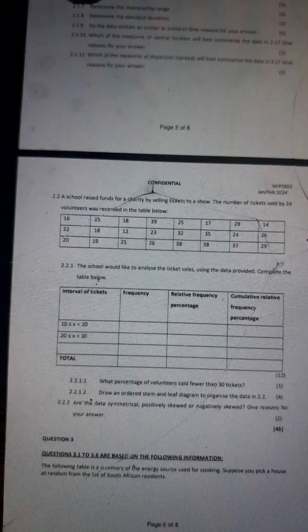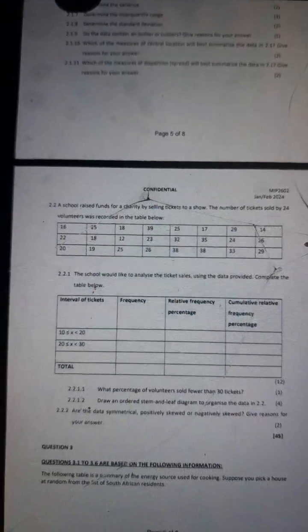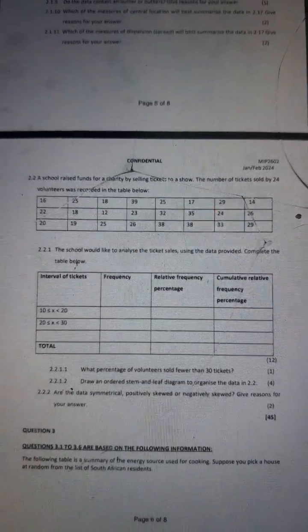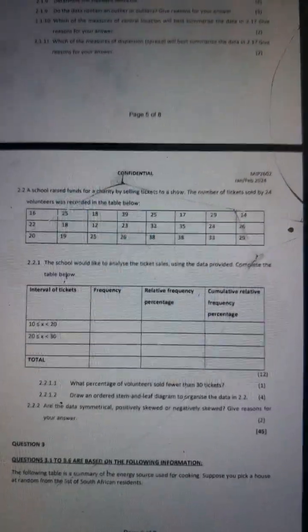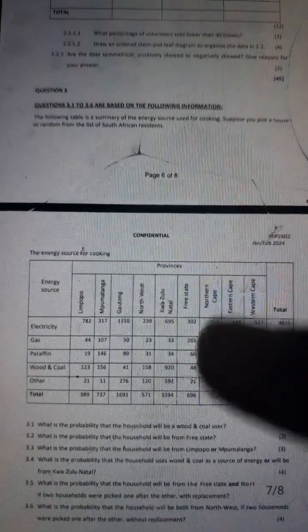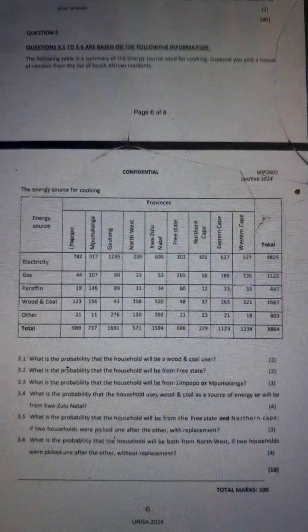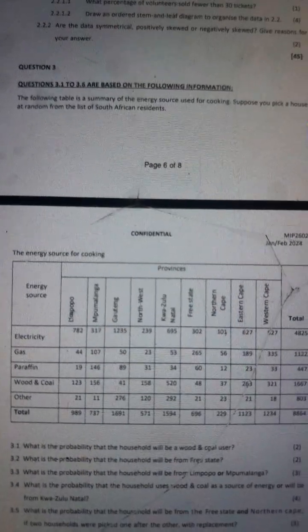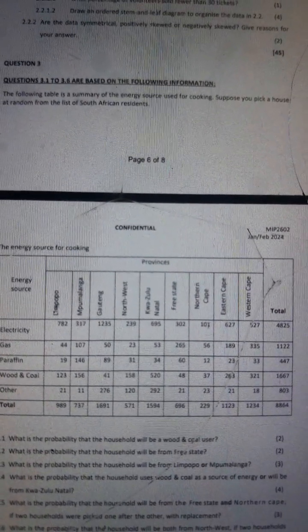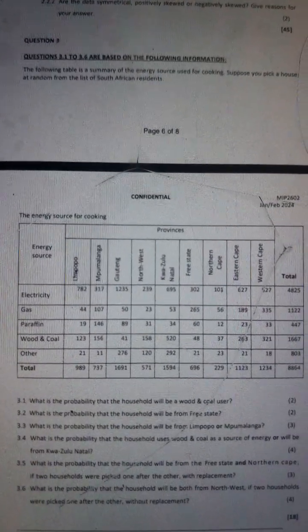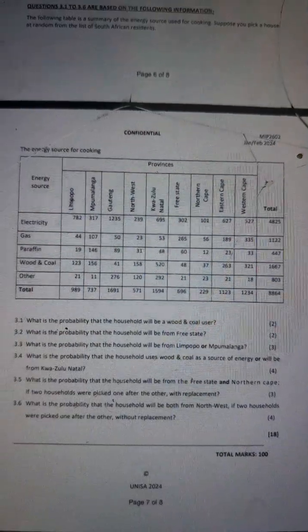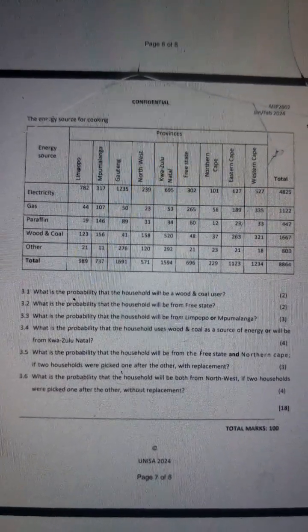Let's go to question 3 now. Okay, right. At number 3, questions 3.1 to 3.6 are based on the following information. The table is a summary of the energy source used for cooking. Suppose you pick a house at random from the list of South African residents. So we are given the provinces as well as the energy sources. So we have electricity, paraffin, wood, and coal.